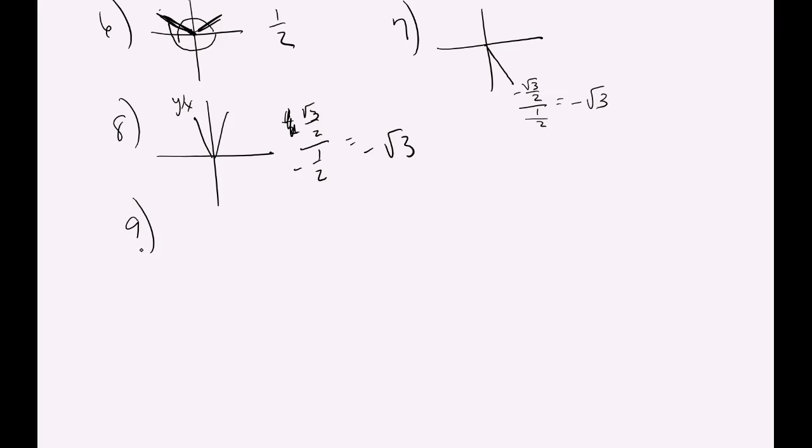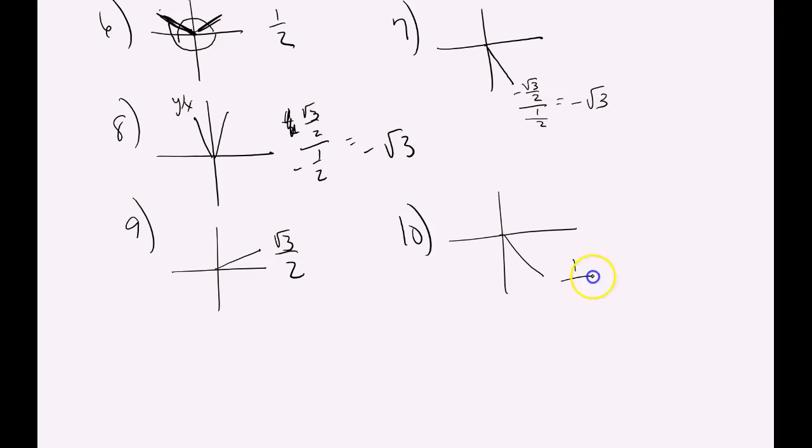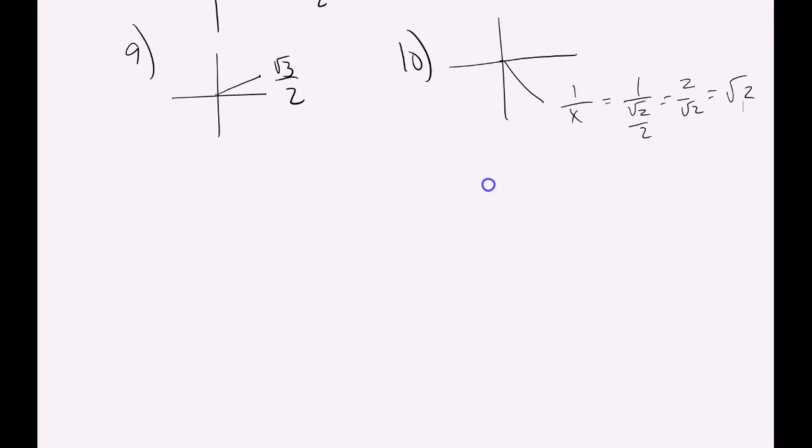Number 9, cosine of pi over 6. Okay, pi over 6 is here, and it wants the x coordinate. This should be memorized. Number 10, secant of 5 pi over 4. Okay, 5 pi over 4 is here, and the secant is 1 over the x value, which is 1 over root 2 over 2, which is 2 over root 2, which is root 2. So hopefully you made it through all of that. And it should be positive because we're talking about our x coordinate.